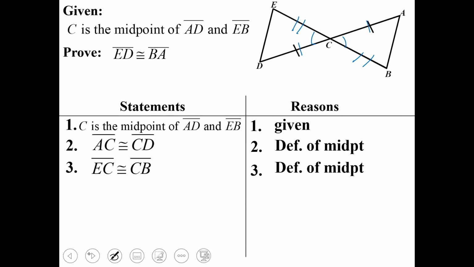Y'all, what I was trying to explain a second ago is that if y'all were to write this proof, some of y'all would put statement number 3 as your statement number 2. It's still correct because you're still identifying your corresponding parts in your statements and you're still giving the correct reason, okay? All right, what's the next statement is what I should be saying.